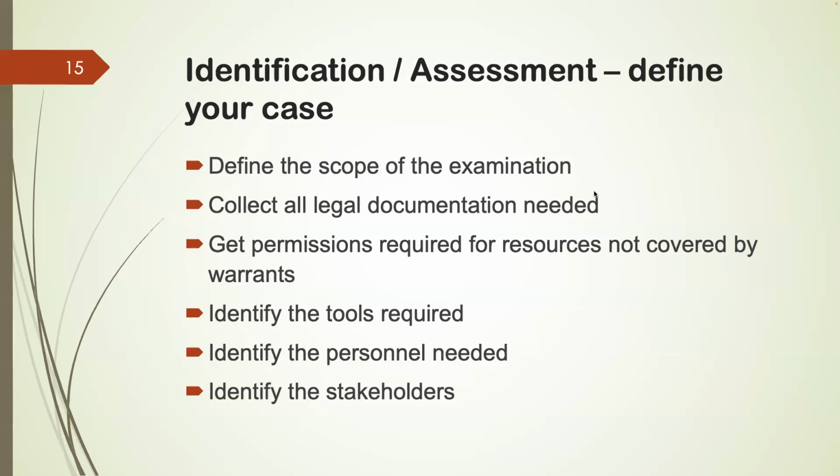So let's talk about the first step of the six-step model, which is the identification or assessment. As I mentioned earlier, in this step, you would basically define your case. So the first thing to look at is the scope of the examination. See what type of investigation you are doing. Based on that, you would look into what legal documents you need. For example, if you are doing a civil or a criminal investigation, you will need to get a subpoena or a warrant in order to acquire the data from the suspect.